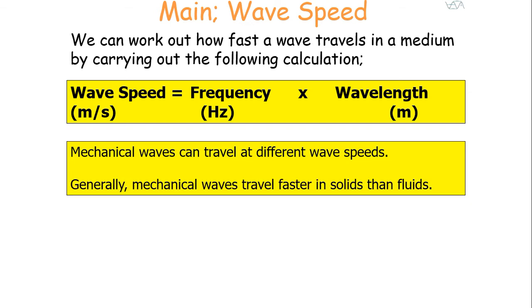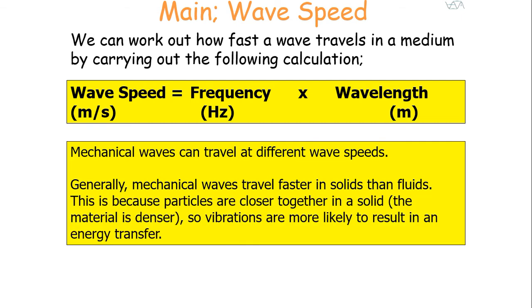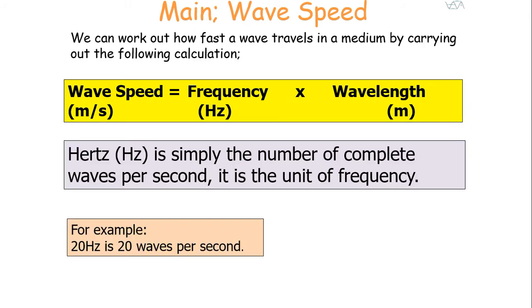Generally, mechanical waves travel faster in solids than in fluids, liquids and gases. That's because the particles are closer together in the solid, the material is denser, so vibrations are more likely to result in an energy transfer because the particles are closer together, so are more likely to knock into each other.